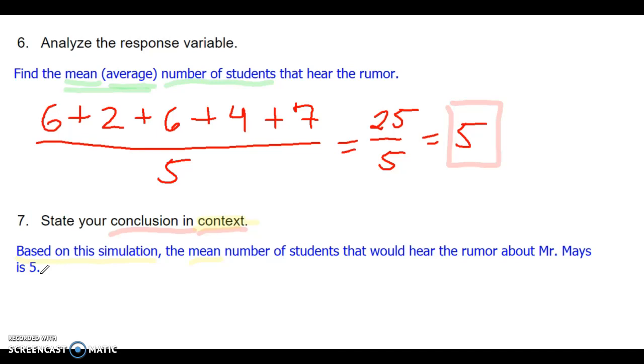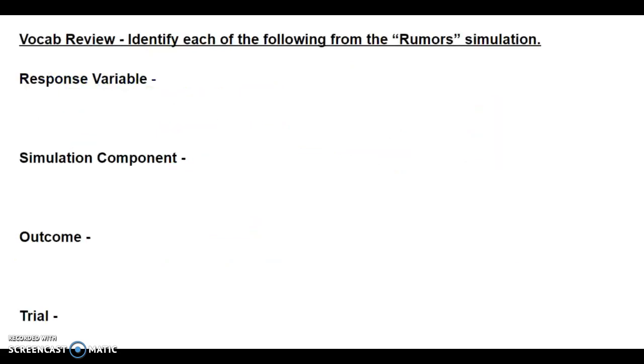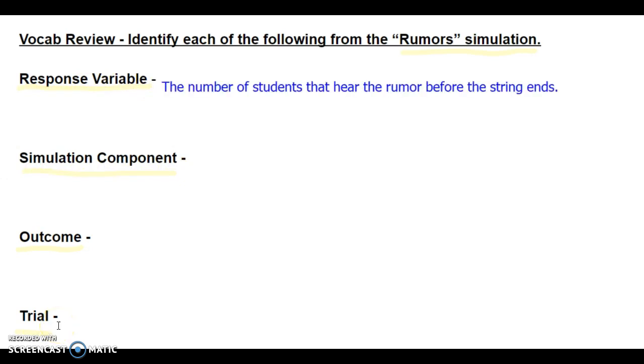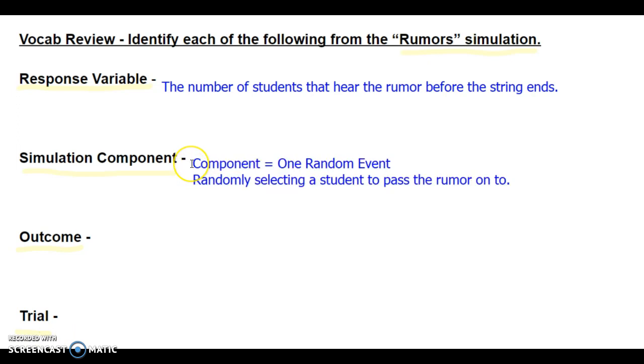All right, finally, for this particular worksheet, what we want to do is identify each of the following from the rumors simulation. So we want to go back and review what was the response variable, what's the simulation component, what's the outcome, and what's the trial. So let's do that quickly. Let's start with the response variable, which would be the number of students that hear the rumor before the string ends. Now the simulation component. Well, a component is one random event. So in this case, the simulation component would be randomly selecting a student to pass the rumor on to.